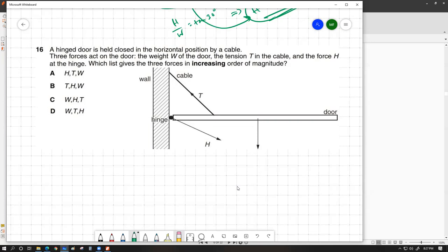A hinged door is closed in the horizontal position by a cable. Three forces act on the door. The weight W on the door, tension T in the cable, the force H at the hinge. Which list gives the three forces in increasing order of magnitude?